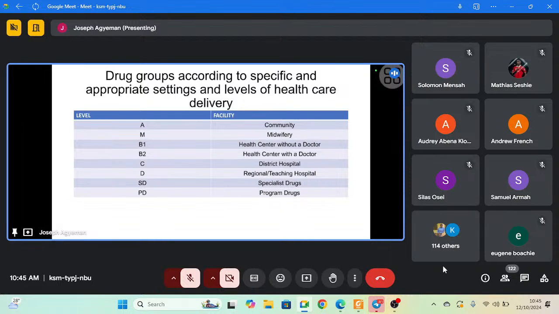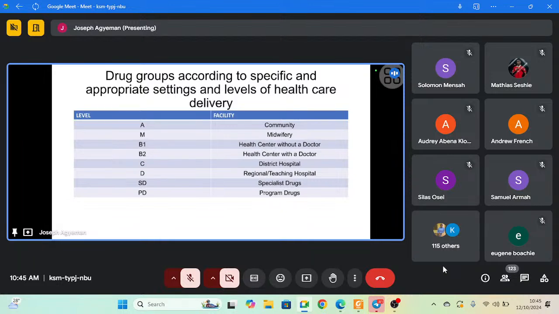Then B1, if you have a health center, but there is no doctor there, then compared to B2, where you have a health center with a doctor, you know the type of medicines that you can handle. Then C, which is district hospital, better than both B1 and B2. Then D becomes the regional and teaching hospital. Then those that are labeled SD are specialist drugs. Then the PD, which is program drugs.